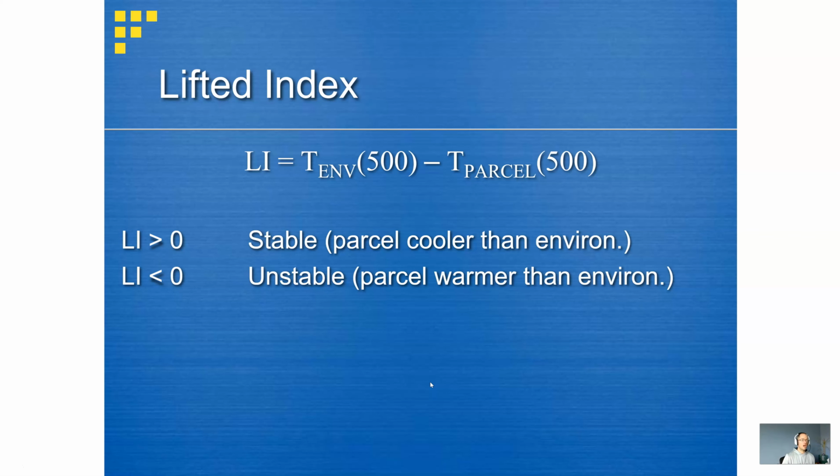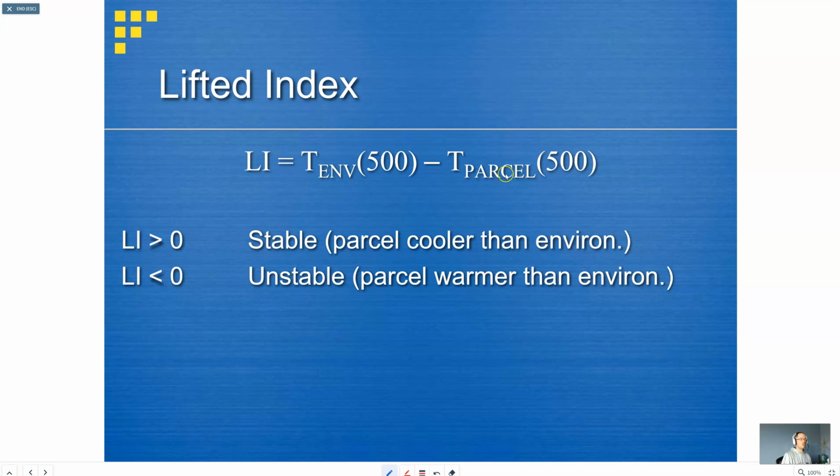And so here the LI is simply taken as the environmental temperature at 500 millibars subtracting off the parcel temperature at 500 millibars. And so if this value is positive, meaning the environment is warmer than the parcel, we know that that is a stable scenario. Parcels warmer than the environment want to rise, and so in this example, if our parcel is cooler than the environment, resulting in a positive LI, it's going to mean that this is not an unstable situation, and we would not expect to see severe weather with positive values of lifted index.